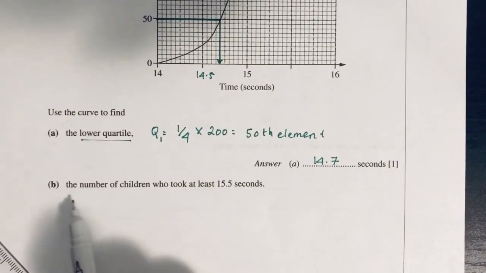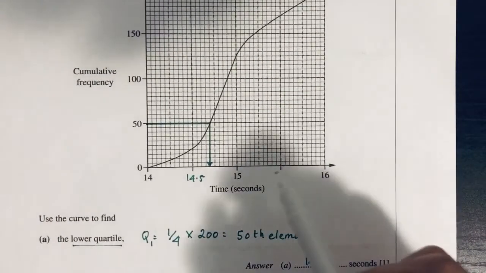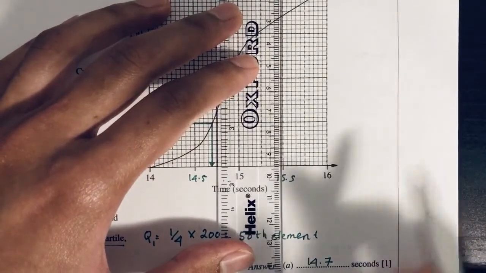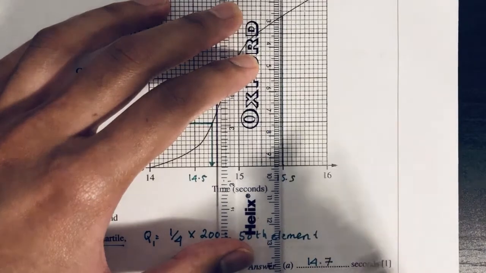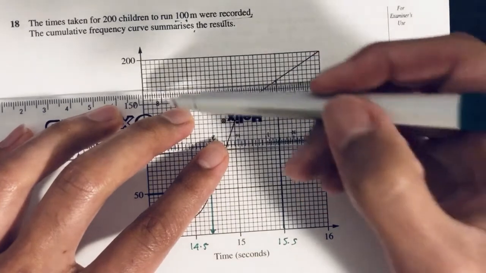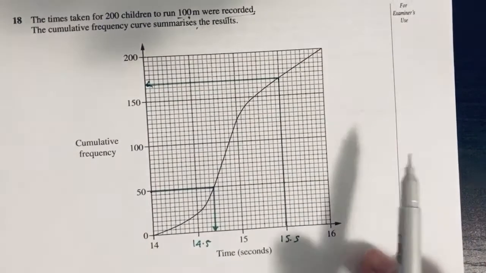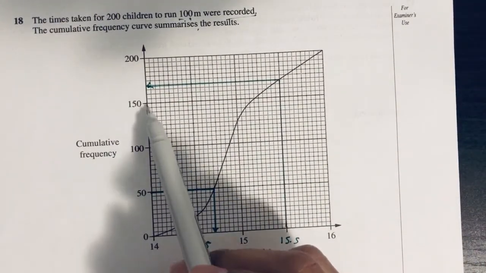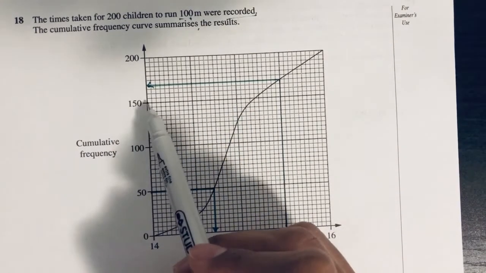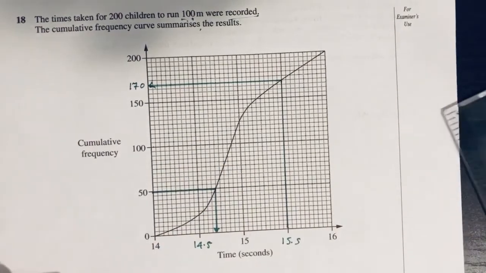And part B, find the number of children who took less than 15.5 seconds. So now we find, this is 15.5 here. Let's find the number of children who took less than this time. So we go up, and then we find the value on the graph. It will give me the line here and this value. So here we see 10 squares represents 50. So 1 square represents 5. So 1, 2, 3, 4 squares represents 20. So 170 will be the value here.